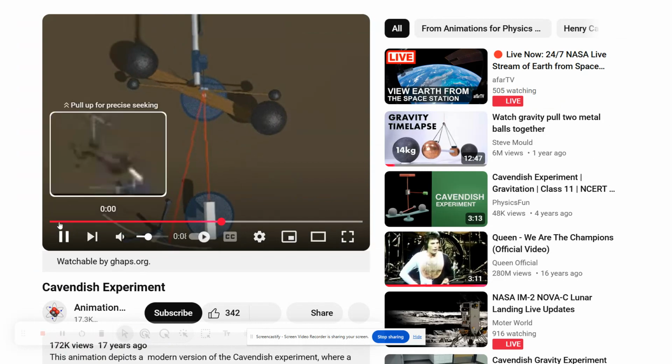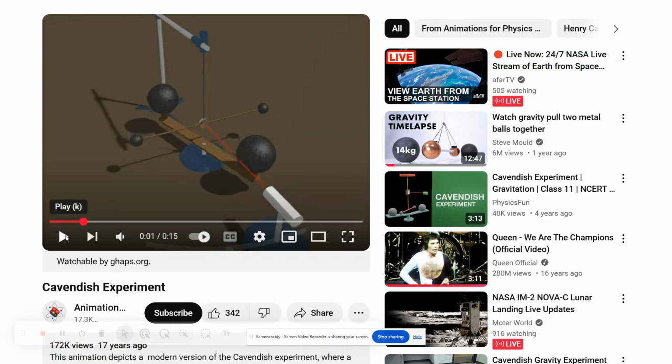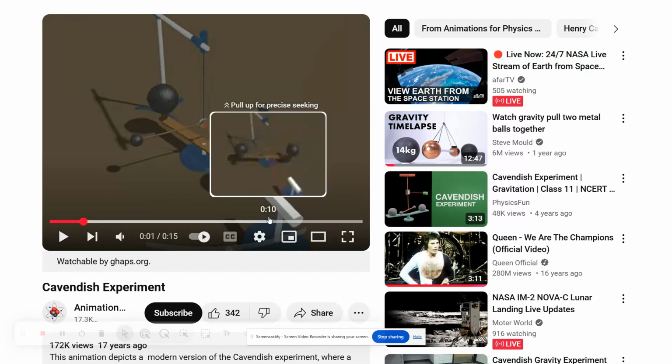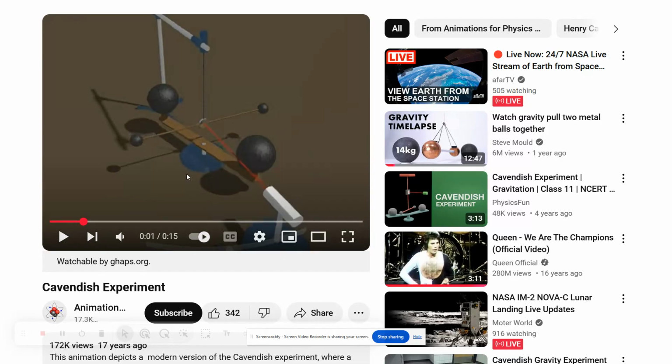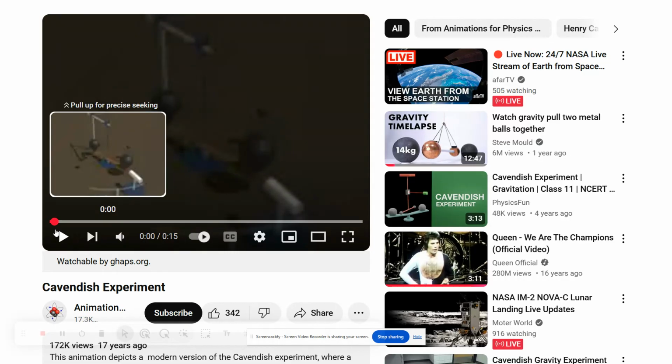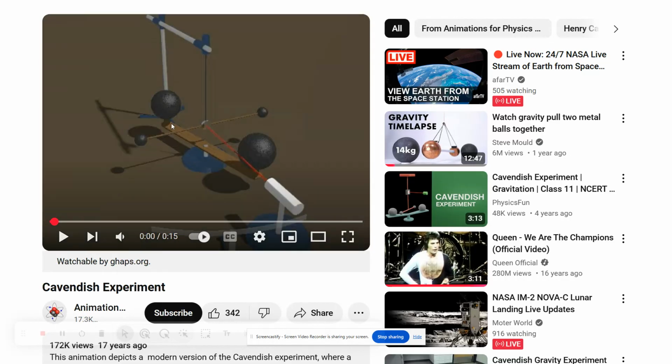Okay, so unfortunately, whenever I'm doing a Screencastify recording, I can't get this to show full screen. I don't know why. But this is an animation of the Cavendish experiment. And so again, will you grab the lights for us over there? Thank you. That was good timing, Ty.